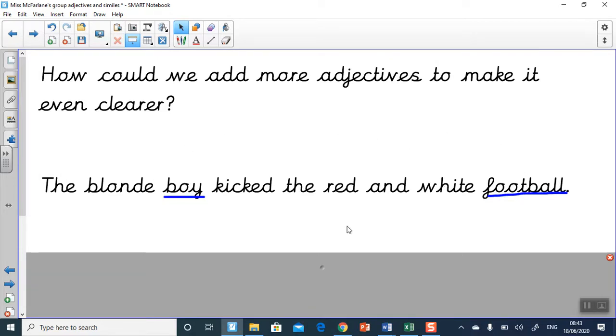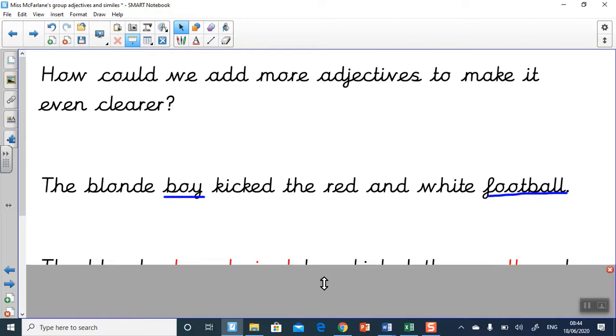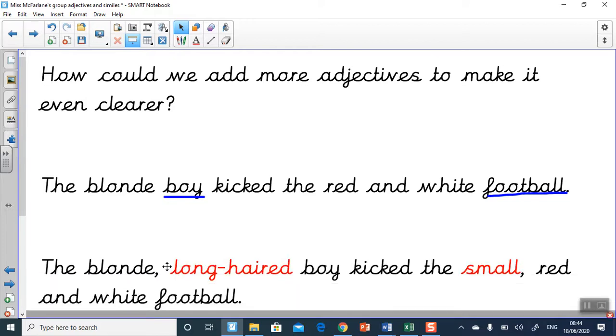Okay, can you just take a few moments? Can you think of any other adjectives to describe these two nouns? So to describe the boy, to describe the football. Okay, here's a few that I thought of. So my improved sentence would be: the blonde, long-haired boy kicked the small red and white football. You could have also used round instead of small for the football. You could have used tall, the blonde tall boy, or the blonde short boy, or the blonde blue-eyed boy. Completely up to you what you used there.